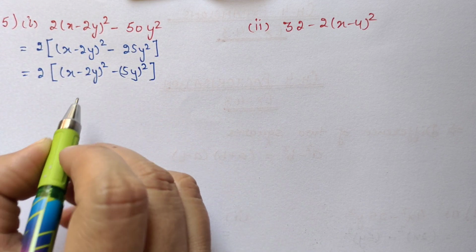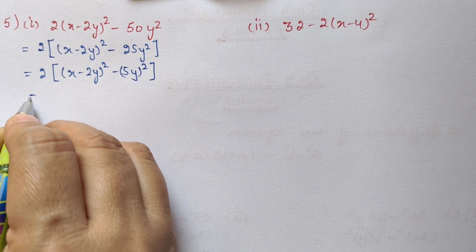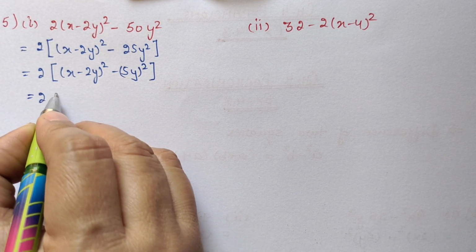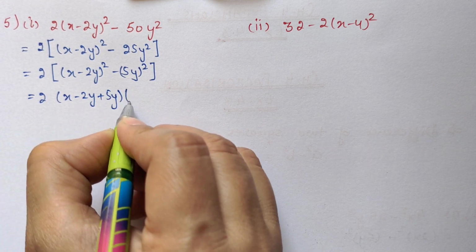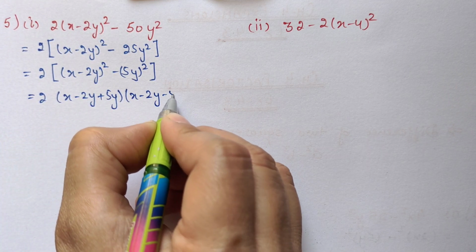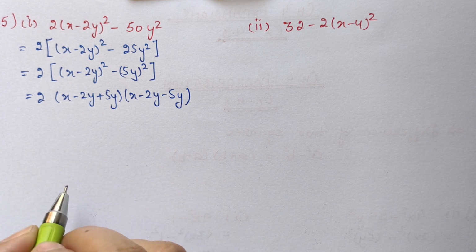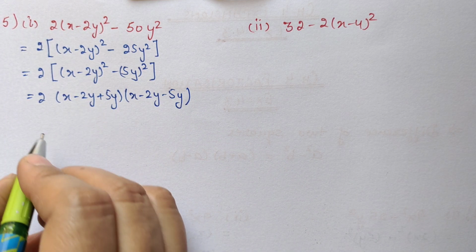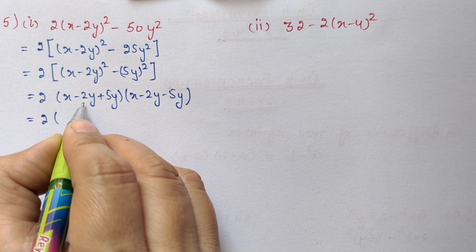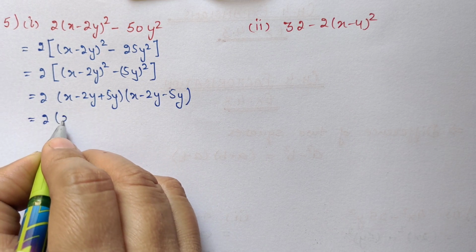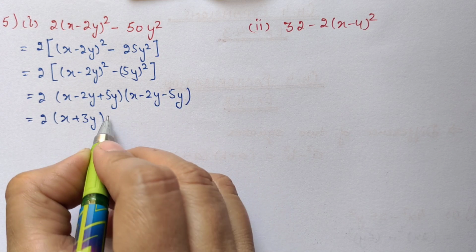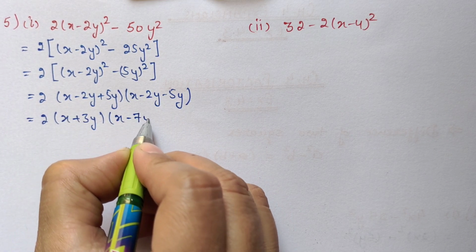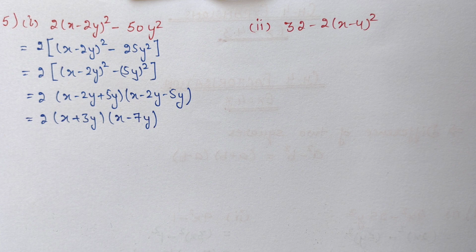Now we can use the identity here, a square minus b square. So a plus b means x minus 2y plus 5y, then x minus 2y minus 5y. A little more we can simplify because y and y are like terms. Minus 2 plus 5 means 3y, x plus 3y, and minus 2 minus 5 will be minus 7y, x minus 7y.